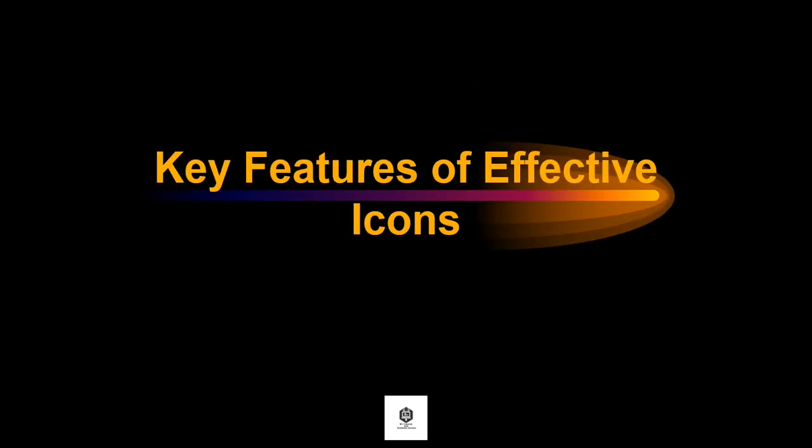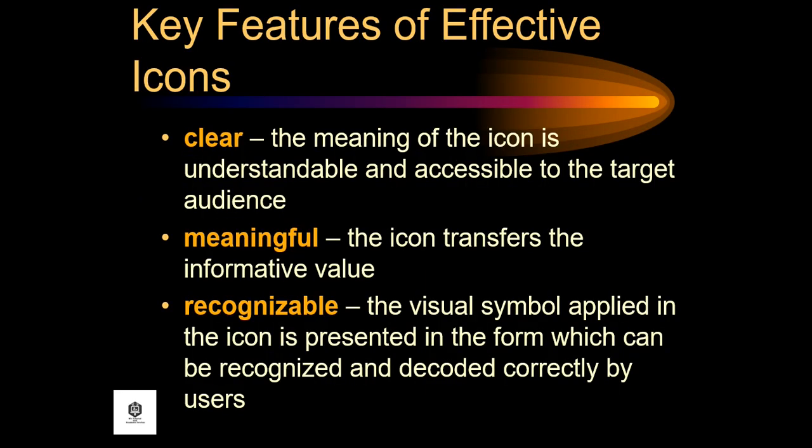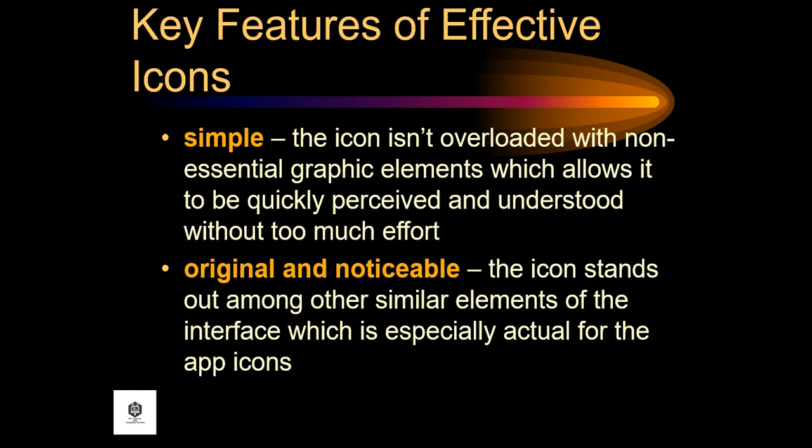Now let's proceed to the key features of effective icons. So here are some of the features for the effective icons. First, it should be clear. The meaning of the icon is understandable and accessible to the target audience. Another is meaningful. The icon transfers the informative value. Next is recognizable. The visual symbol applied in the icon is presented in the form which can be recognized and decoded correctly by users.